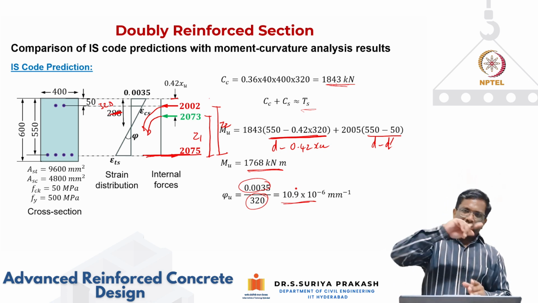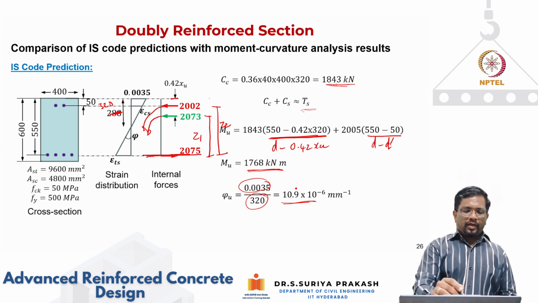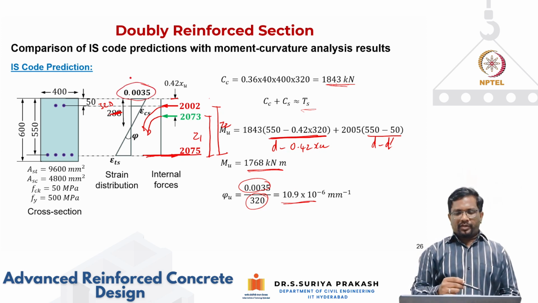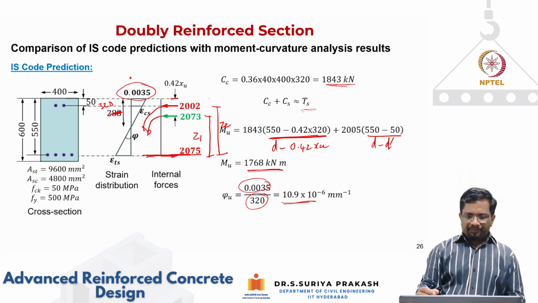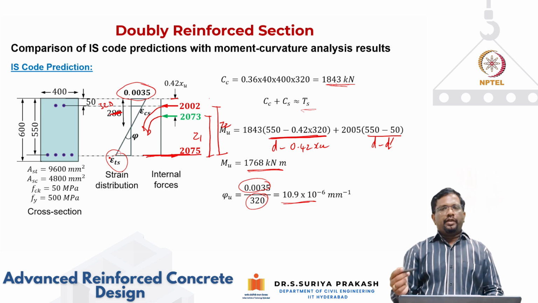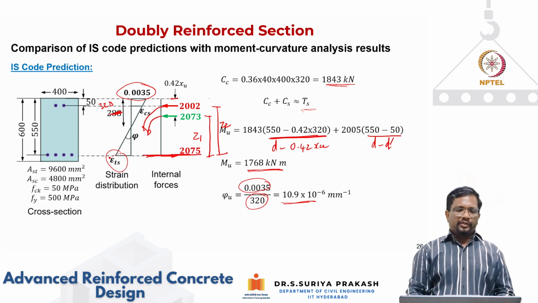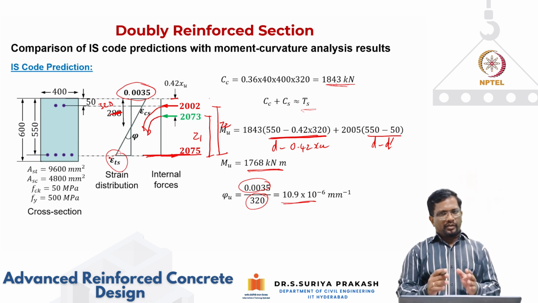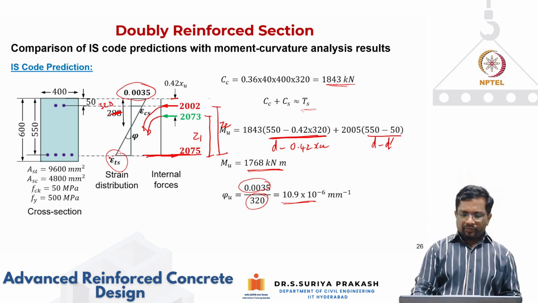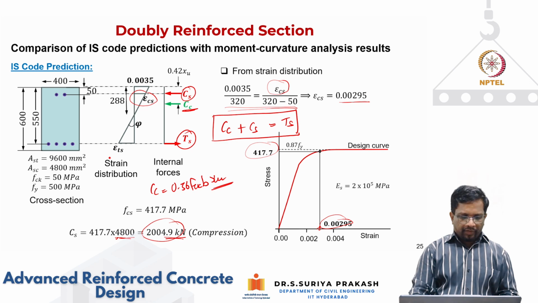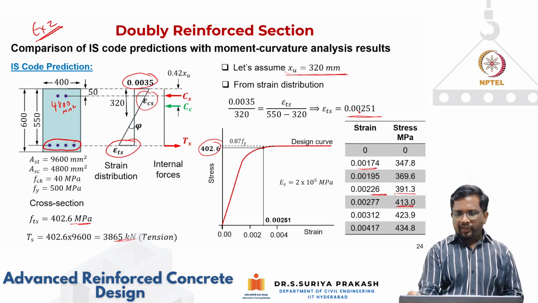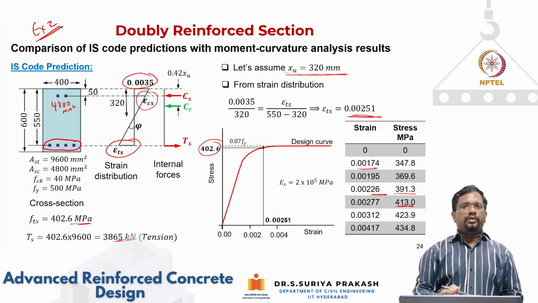In moment curvature we did it for the entire range, right? Now we have done it for only the ultimate condition. In this ultimate condition, the steel strain epsilon TS has actually not reached yielding. So this section doesn't really conform to the IS code. Let me go back and see what value we're getting for epsilon TS. It is only 400, so the strain is 0.00251.